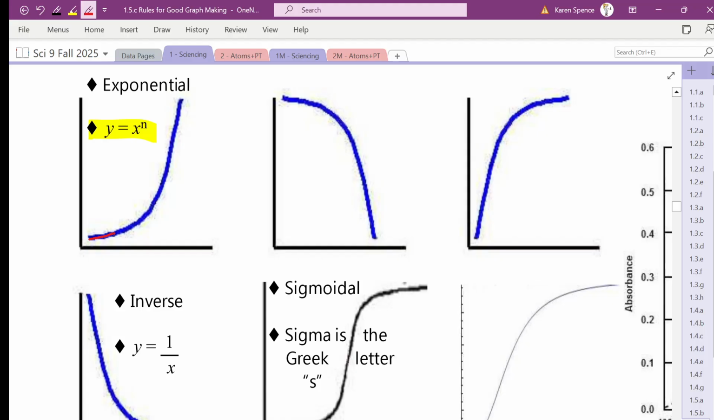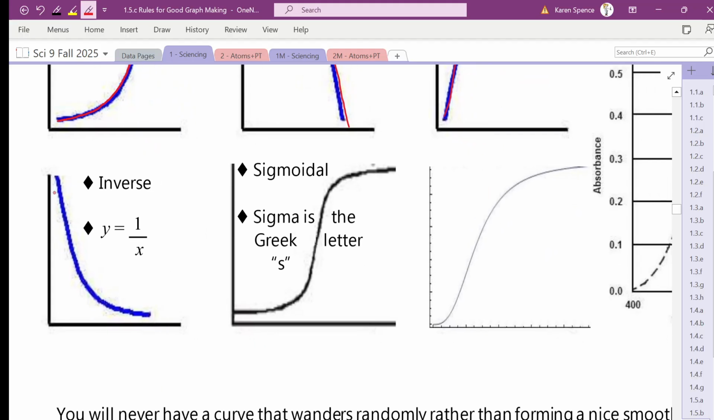This one starts slow and it gets steeper and steeper. This one starts going downhill slowly and then goes downhill faster and faster. This one goes uphill fast and then it goes uphill, but still slower and slower. This one goes downhill fast and goes slower and slower. Do you see, though, that they are smooth curves and they're not just wobbling all over the place? There is also this special one, which looks like the letter S. And it's called sigmoidal because the Greek letter sigma is an S.